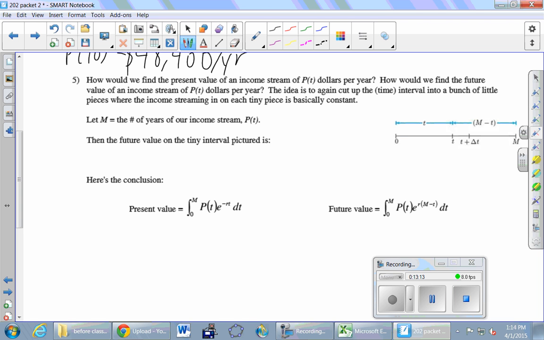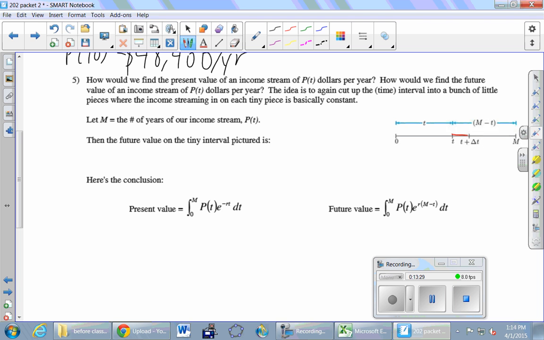Okay, so here's our picture. We're going to say that M is the number of years of our income stream, like 5 years, we'll keep the calculus tutoring business open. So what we're going to do is take this massive 5-year interval, or M-year interval, and cut it into a bunch of little pieces.